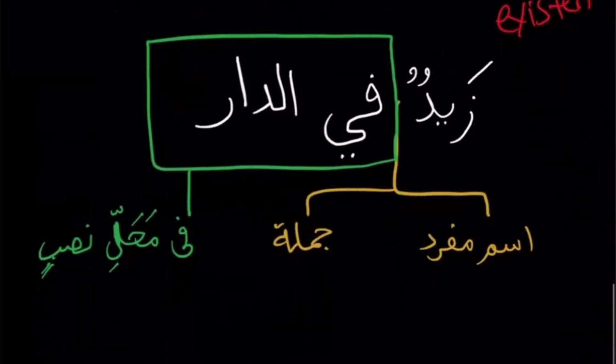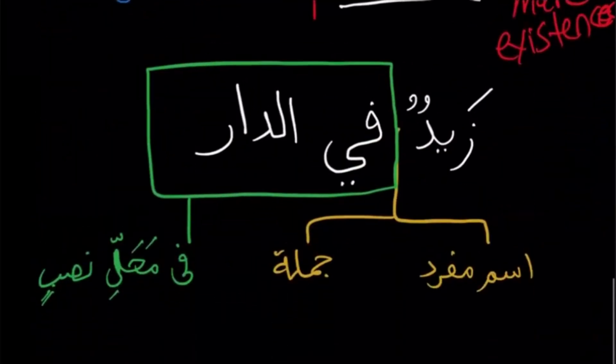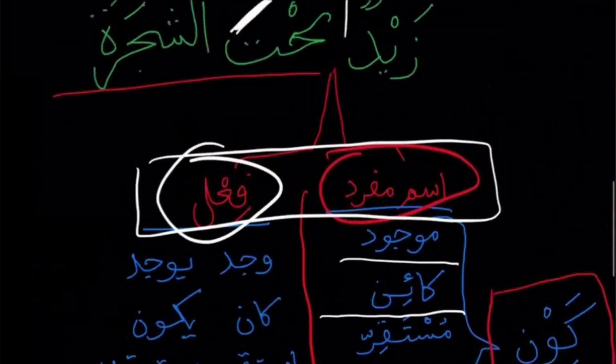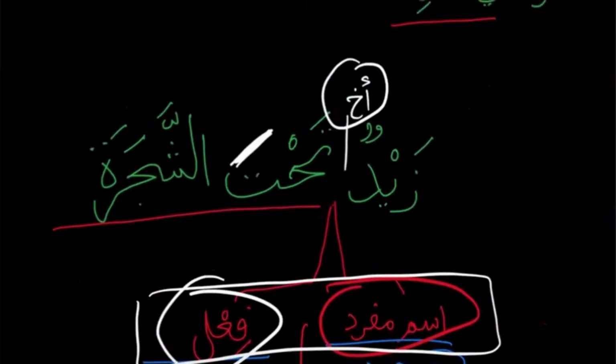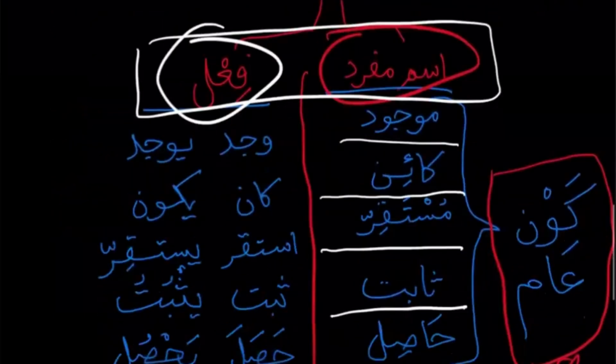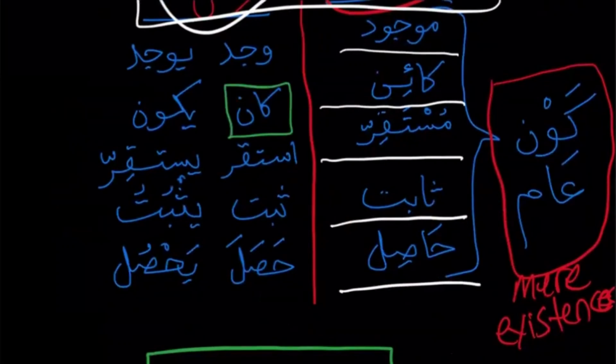So in the sentence Zaydun tahta al-shajara, could we say that the verb kana is implied in that? So Zaydun kana tahta shajara. Yeah, that's valid here. Kana is possible to be muqaddar here.